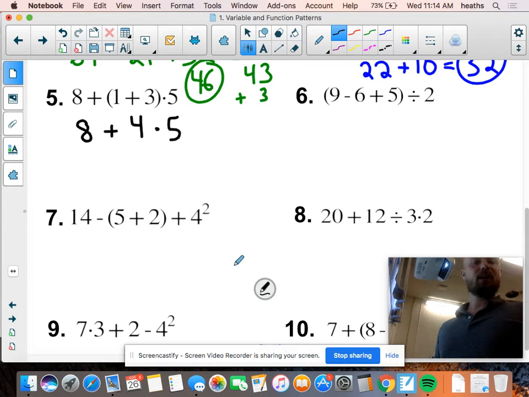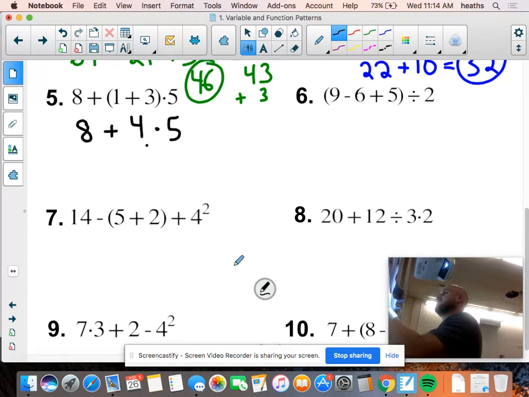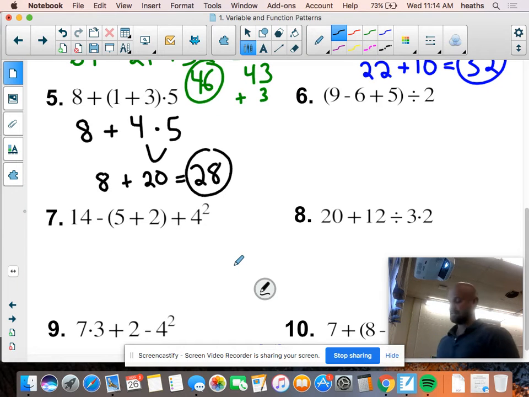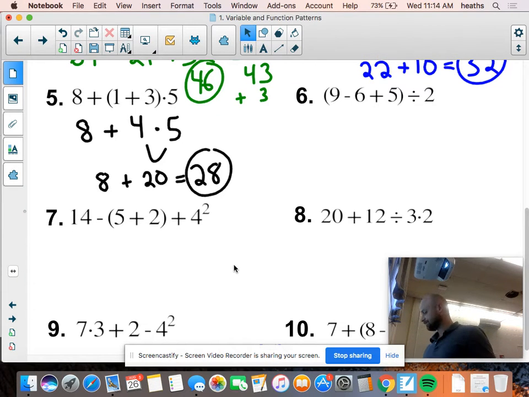In our order of operations, multiplication comes before addition. So we're going to multiply 4 times 5, which gives us 20. Drop the rest of our problem down. 8 plus 20 is a final answer of 28 for number 5.